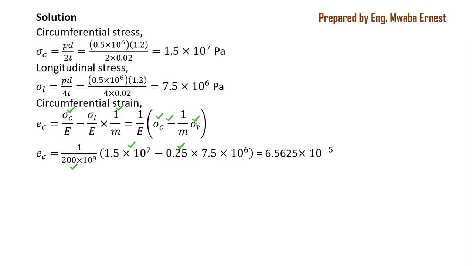Then what about the longitudinal stress? The longitudinal stress is here, 7.5 by 10 power 6. So we substitute it there. Hence, this is what we have there. We have 7.5 multiplied by 10 raised to power 6. Now, as usual, when you do the computations, you'll find that your answer will therefore end up being 6.5625 multiplied by 10 raised to power negative 5.